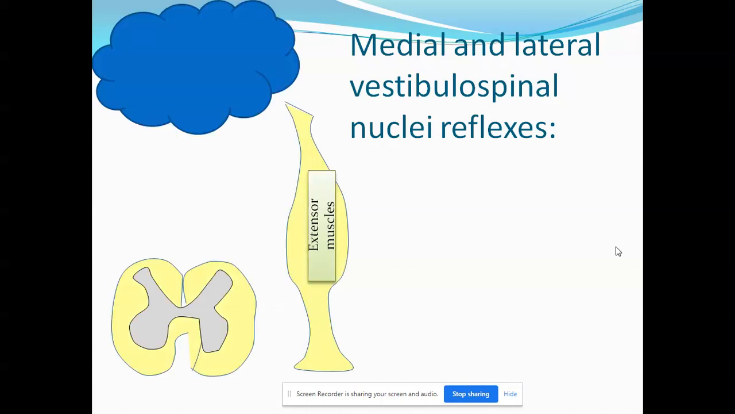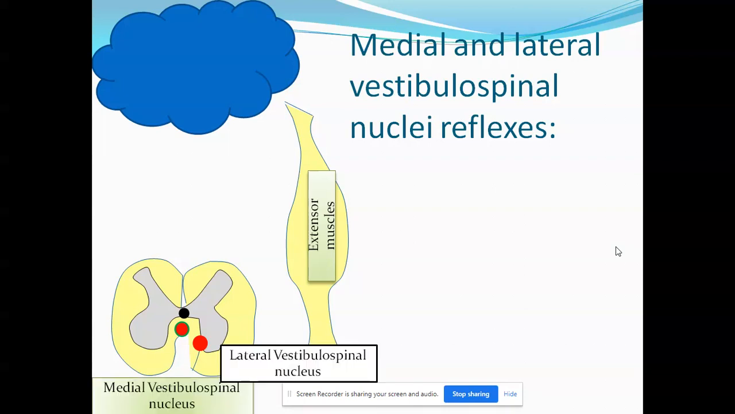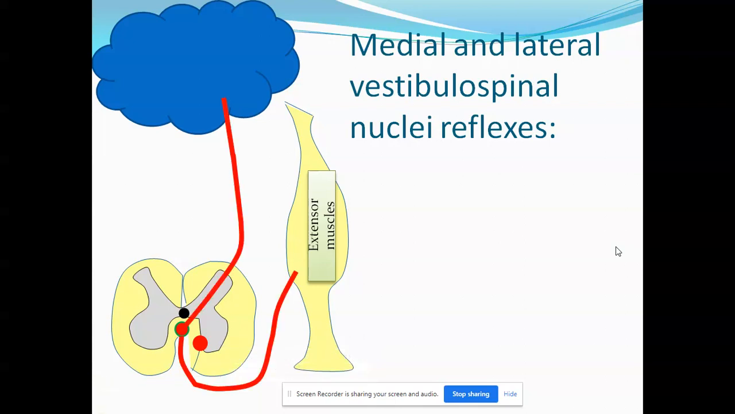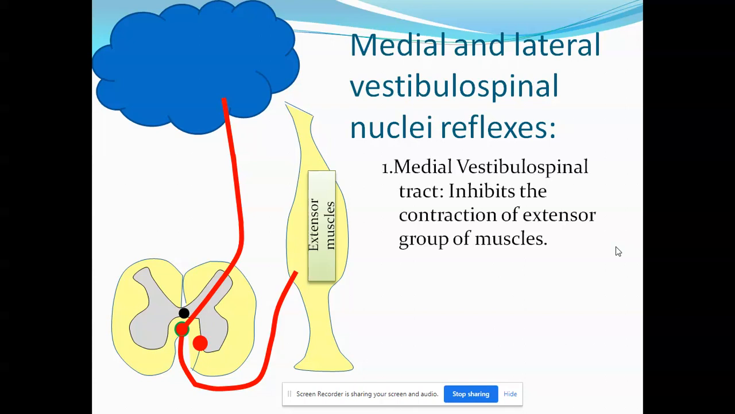Let's look at where the nuclei are present. This is your brain, spinal cord, and extensor muscles, where the red ones are, one is the medial vestibulospinal nuclei, one is the lateral vestibulospinal nuclei, and the black one in the center is your central spinal canal. So, the stimulus is taken from the brain, passed through the medial vestibulospinal nuclei, and further taken to the extensor muscle, which has inhibitory action on the extensor group of muscle.